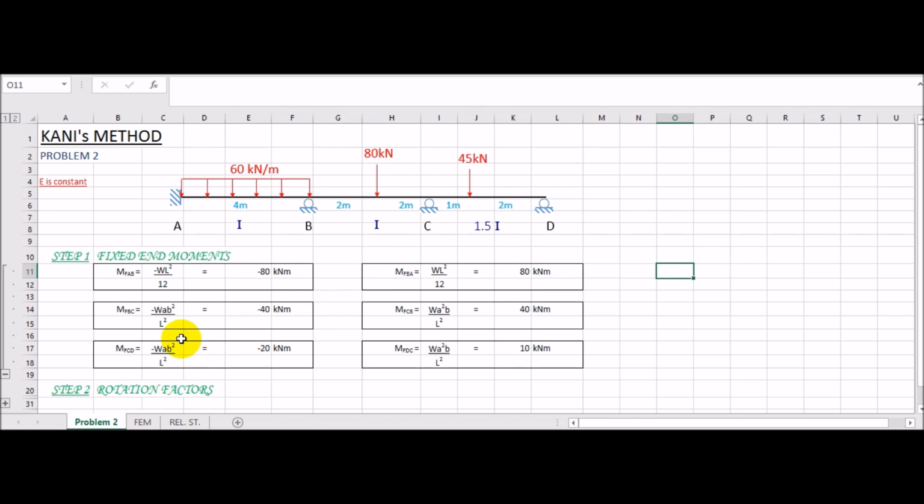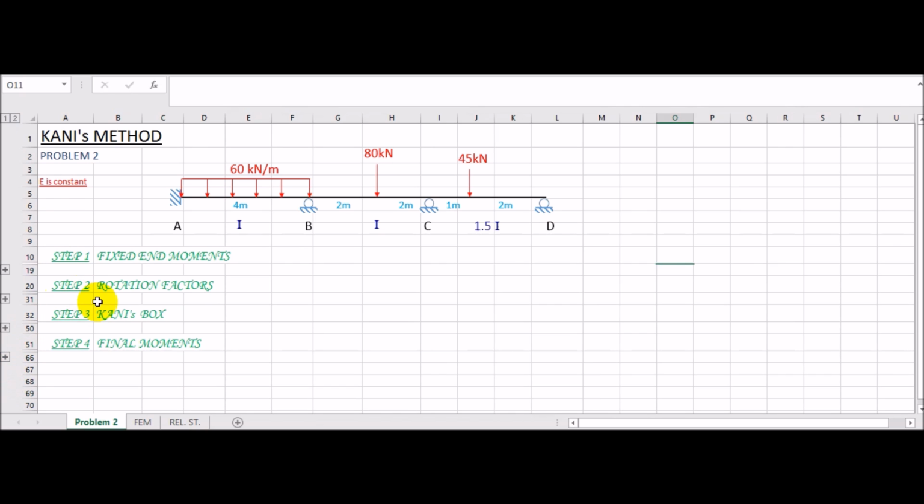Okay, and MFCD, the fixed end moment at CD, is minus WAB square by L square, where W is 45, A is 1, B is 2, and L is 3, the total length of the member CD. We get it as minus 20 kilonewton meter. And MFDC is equal to WA square B by L square, where W is 45, A is 1, B is 2, and L is 3, and it is plus 10 kilonewton meter. So step 1 of fixed end moments is done.